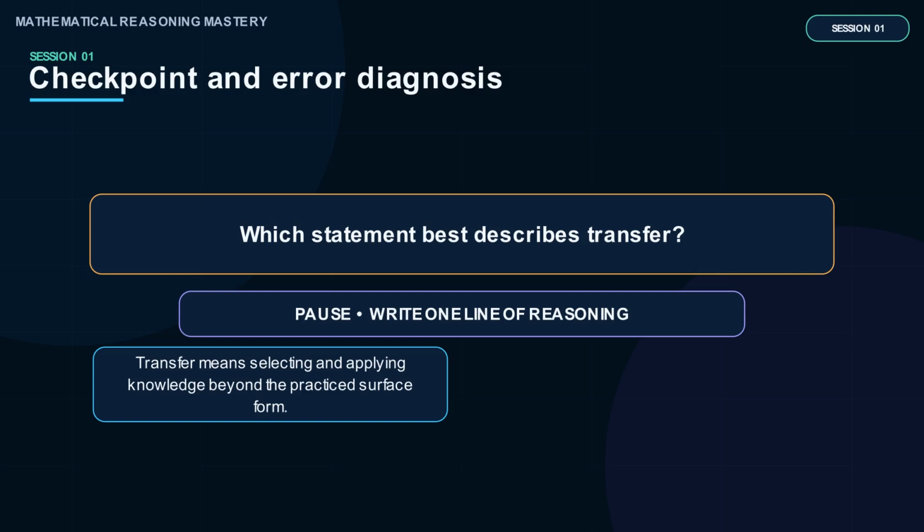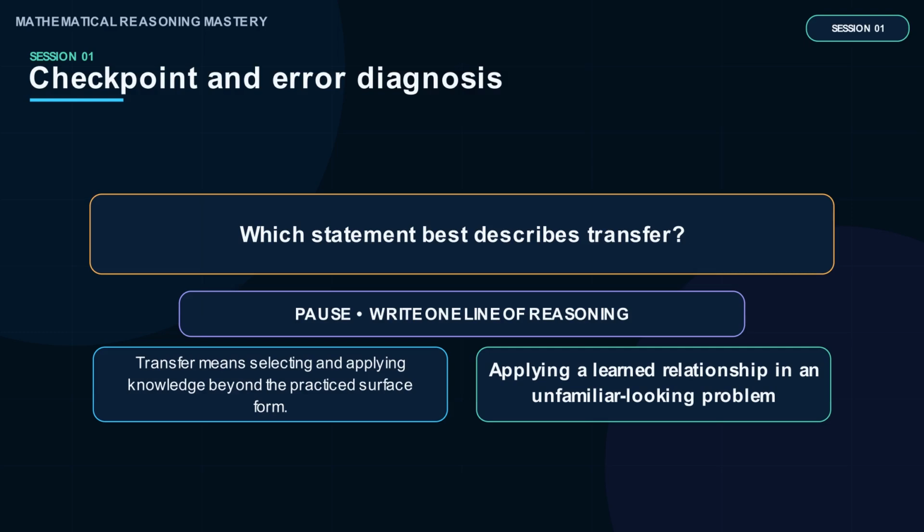First hint, transfer means selecting and applying knowledge beyond the practice surface form. Use the hint to repair the setup, then finish the reasoning yourself. The accepted answer is applying a learned relationship in an unfamiliar-looking problem. Explain why it works, and name the earliest line that would reveal a likely error.